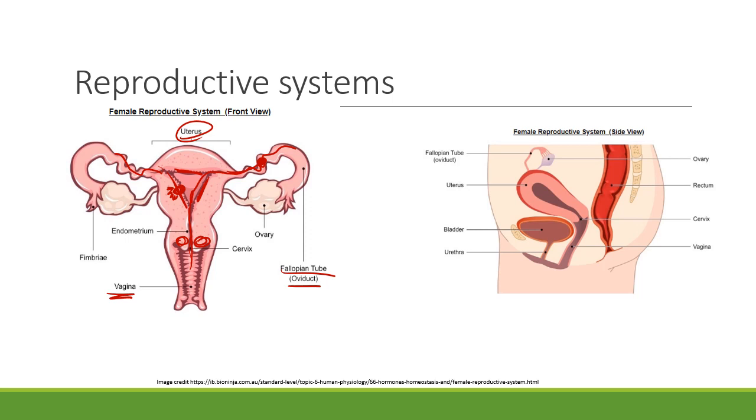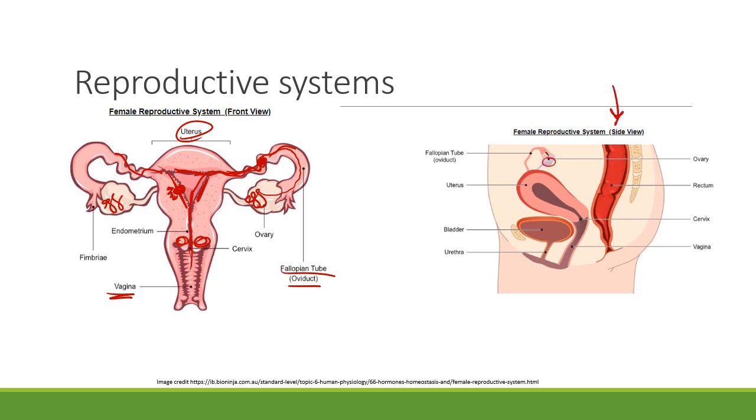So there are two ovaries. The jobs of the ovaries are to produce and then release the eggs. Eggs are going to move through the fallopian tube, through the oviduct. If fertilization occurs, it occurs here, and then that zygote, morula, gastrula is going to get embedded into the endometrium of the uterus.